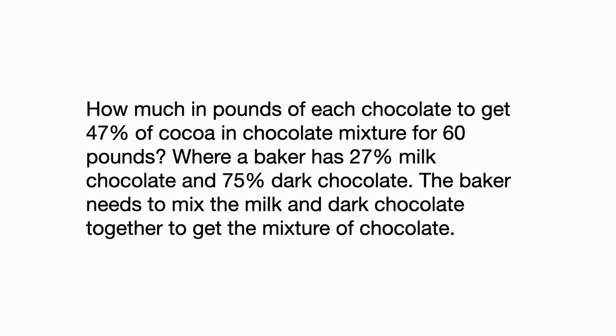Looking at this problem, we read the following. How much in pounds of each chocolate to get 40% cocoa in a chocolate mixture of 60 pounds, where a baker has 20% milk chocolate and 75% dark chocolate. The baker needs to mix the milk and dark chocolate together to get the mixture of chocolate. Some of you are wondering how we can solve this word mixture problem.